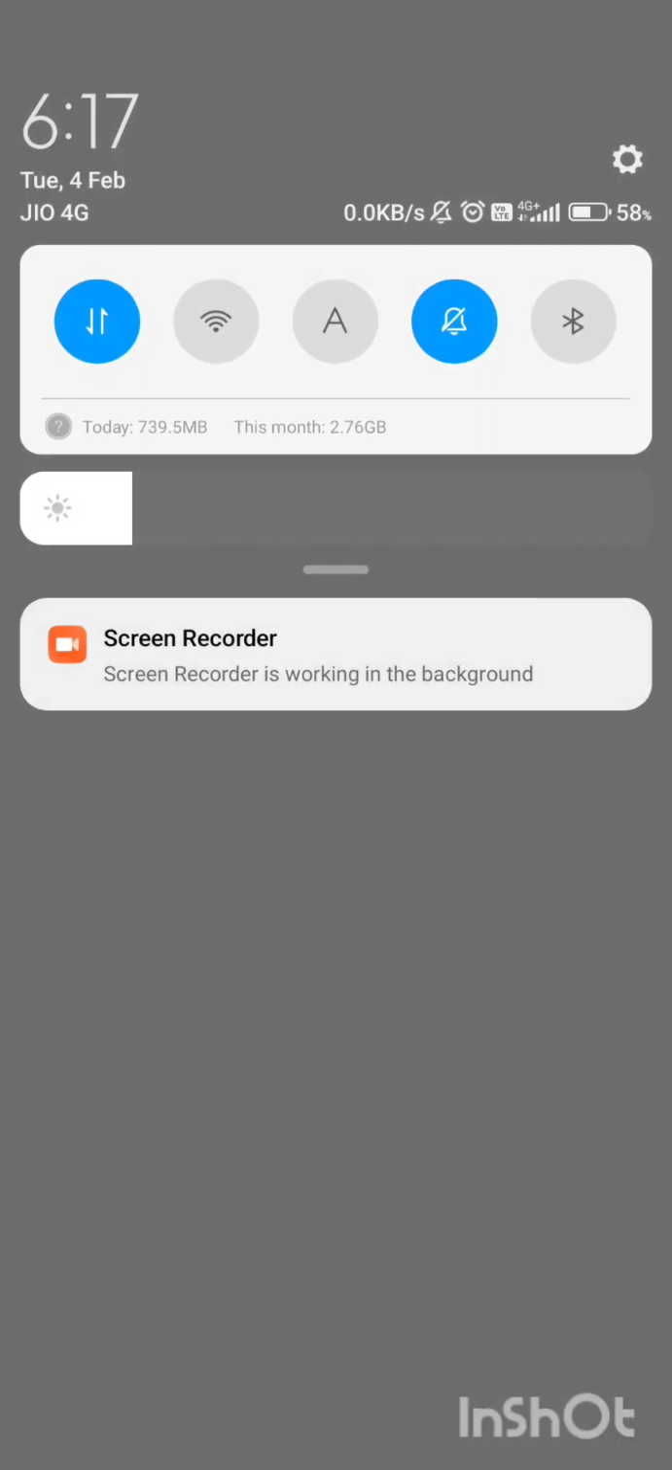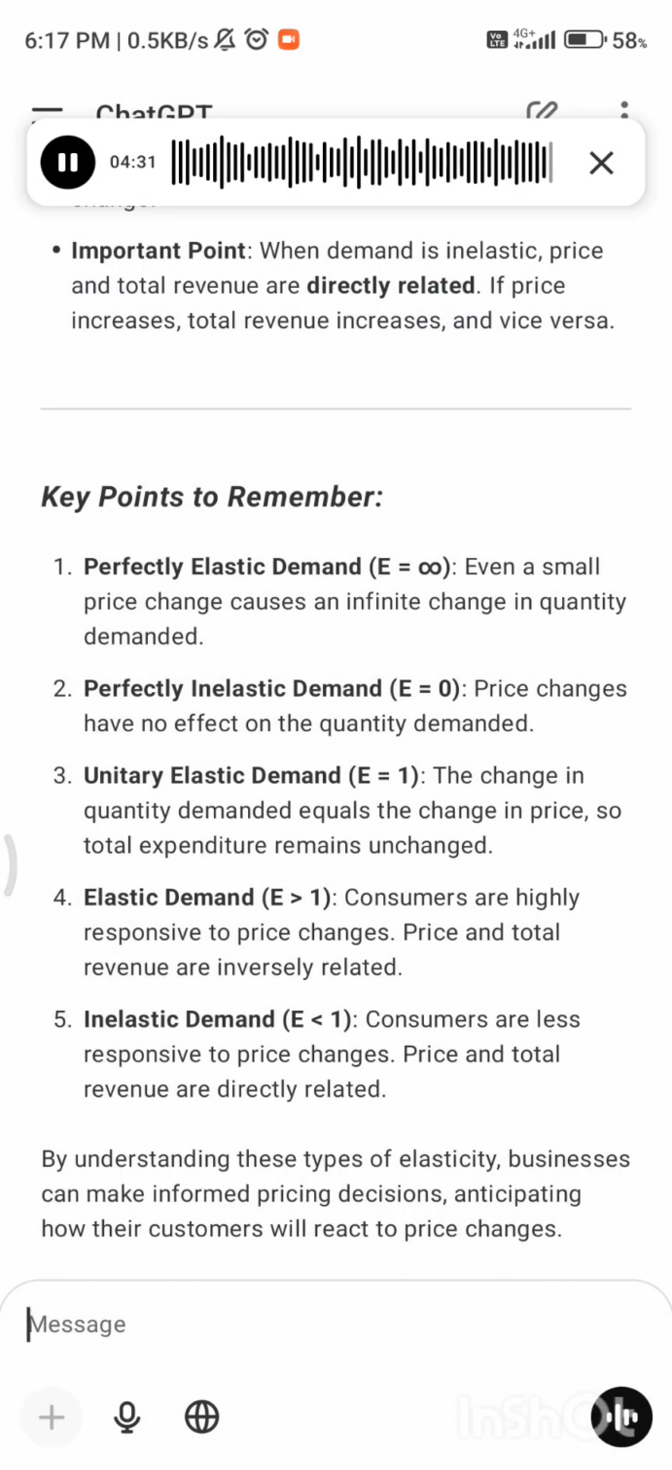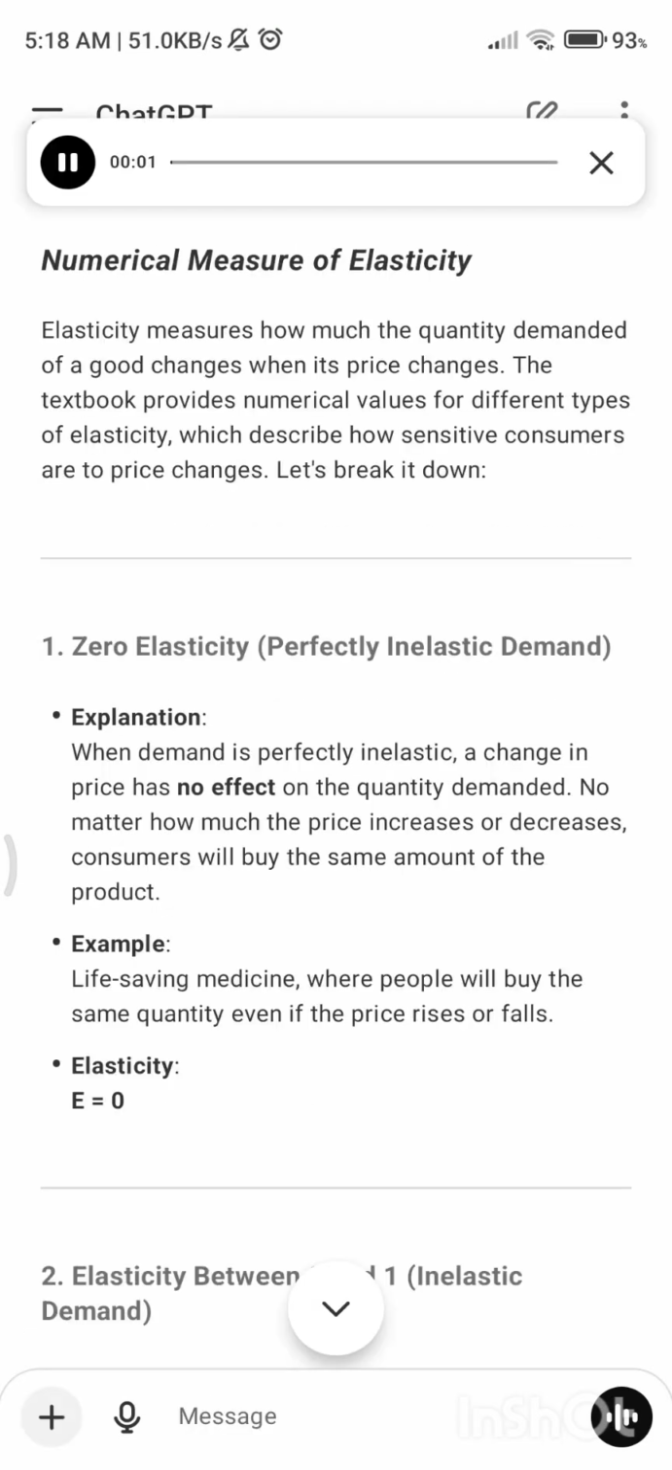By understanding these types of elasticity, businesses can make informed pricing decisions, anticipating how their customers will react to price changes. Measure of elasticity. Elasticity measures how much the quantity demanded of a good changes when its price changes. The textbook provides numerical values for different types of elasticity, which describe how sensitive consumers are to price changes. Let's break it down.